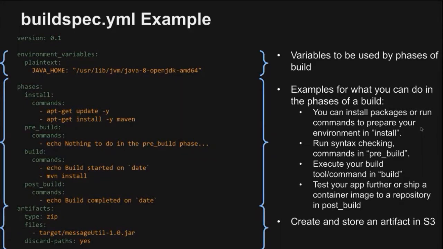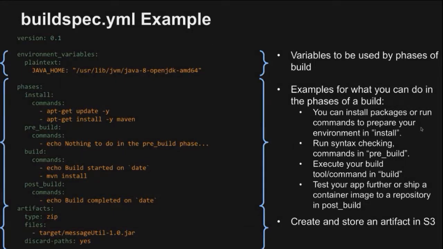So a build spec file has various sequences within it, so that you can provide it with environment variables that are specific to your build. And then you can also define the phases within the file. So, for example, an install phase; those will be the commands that AWS CodeBuild will run during the installation. In this example, we'll be installing the Apache Maven package, which is a build automation tool that's used primarily for Java projects.